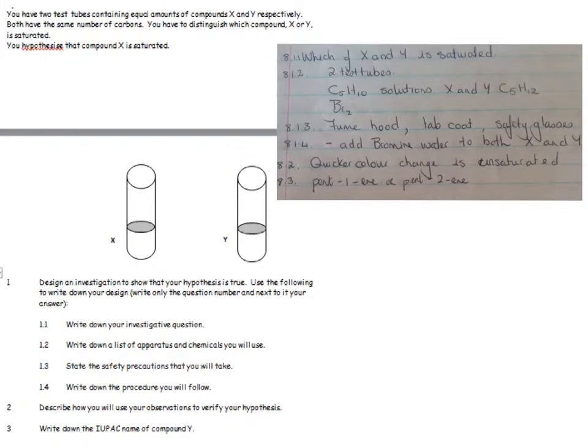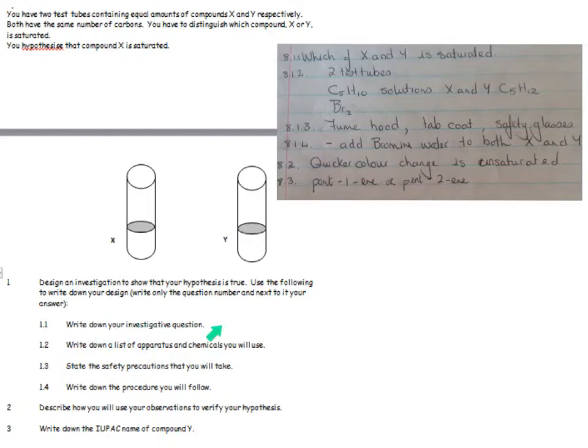If you have two test tubes containing equal amounts of X and Y, and they have the same number of carbons, you have to distinguish whether X or Y are saturated. You say that X is saturated, let's say. Design an investigation to show this hypothesis is true. Use the following to write down your design. Write only the question number next to your answer.